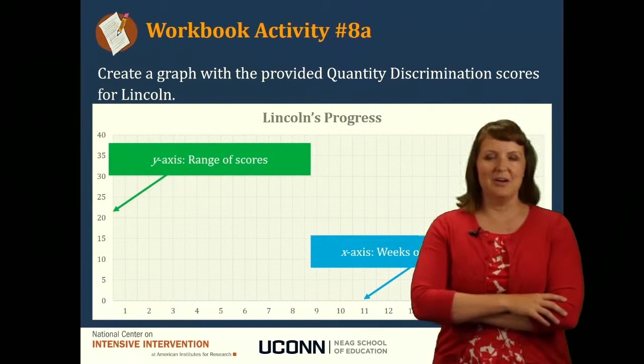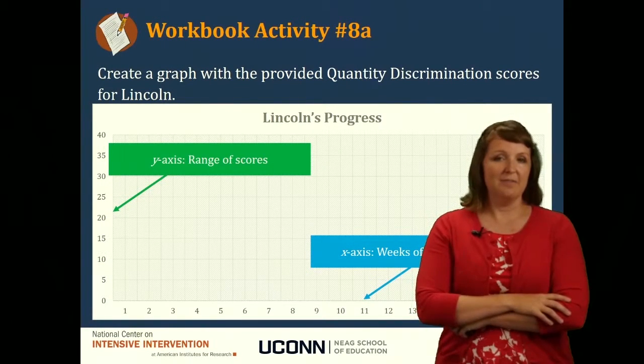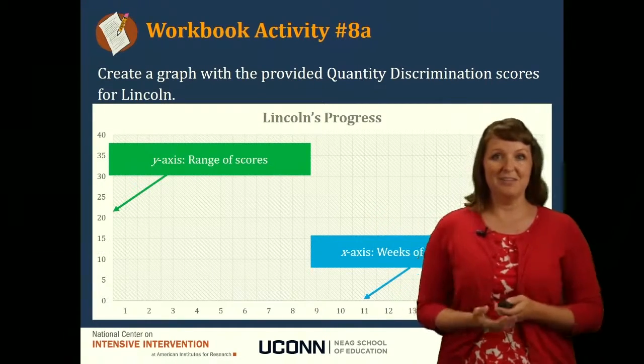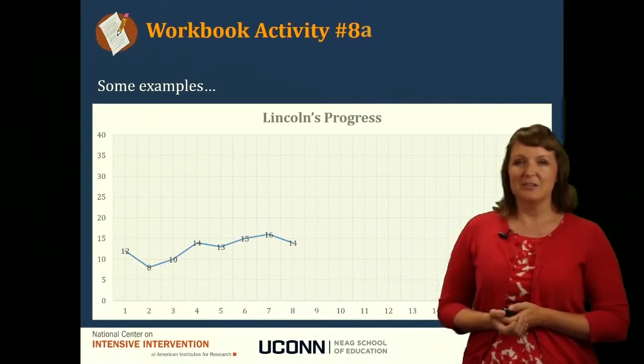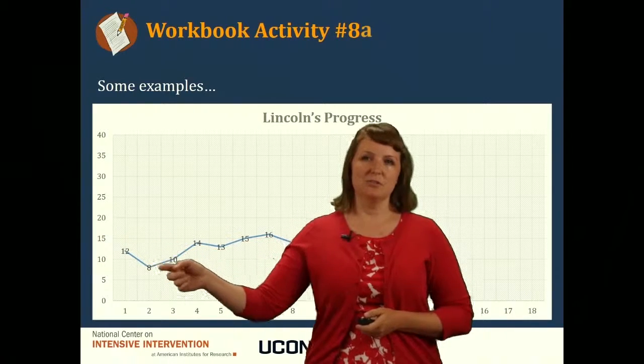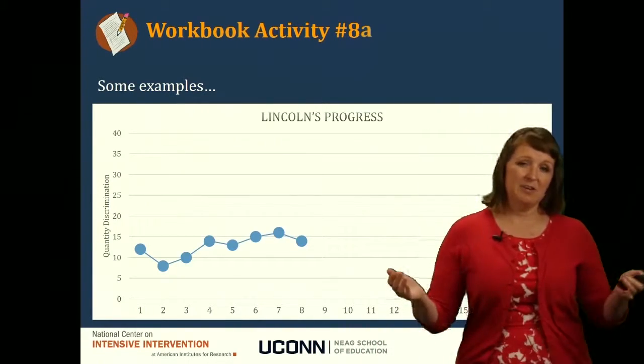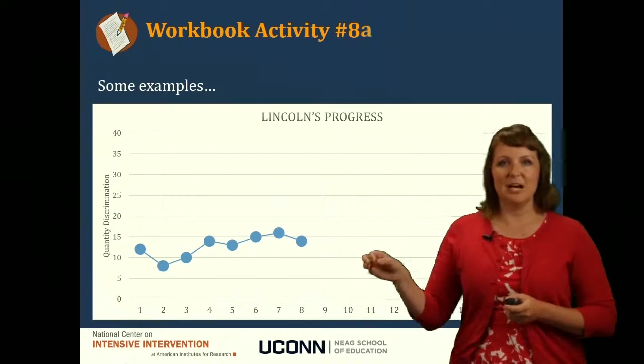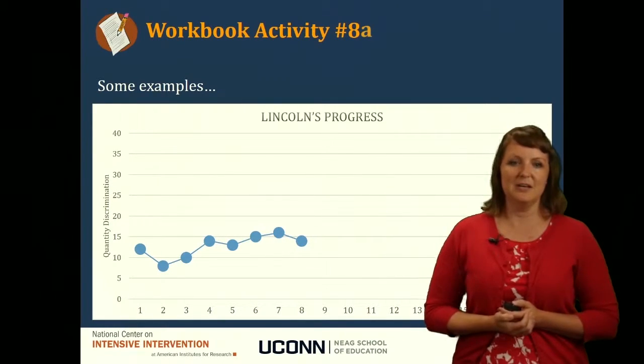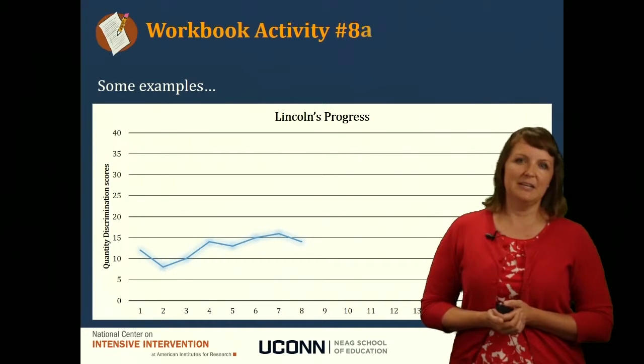So you've been working on a graph for Lincoln. Your graph can look a lot of different ways. It might look like this. So here I've actually got Lincoln's scores put in on the graph. You might have a graph that looks like this, where you use the dots to show each of the data points for Lincoln. Or you might have a line graph that looks like this, all right?